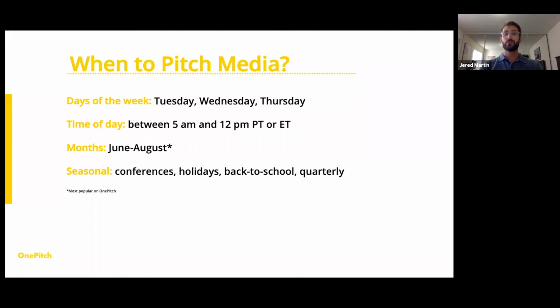But what we saw was that June, July, and August are a little bit quieter in terms of the time of year and what types of things are happening around that year. As you can see, conferences, holidays, back to school, quarterly, those all kind of have pockets throughout the year. And between June, July, and August in those summer months, the news cycle tends to not just be quiet, because of course we know news is always breaking, but it doesn't really have a theme.